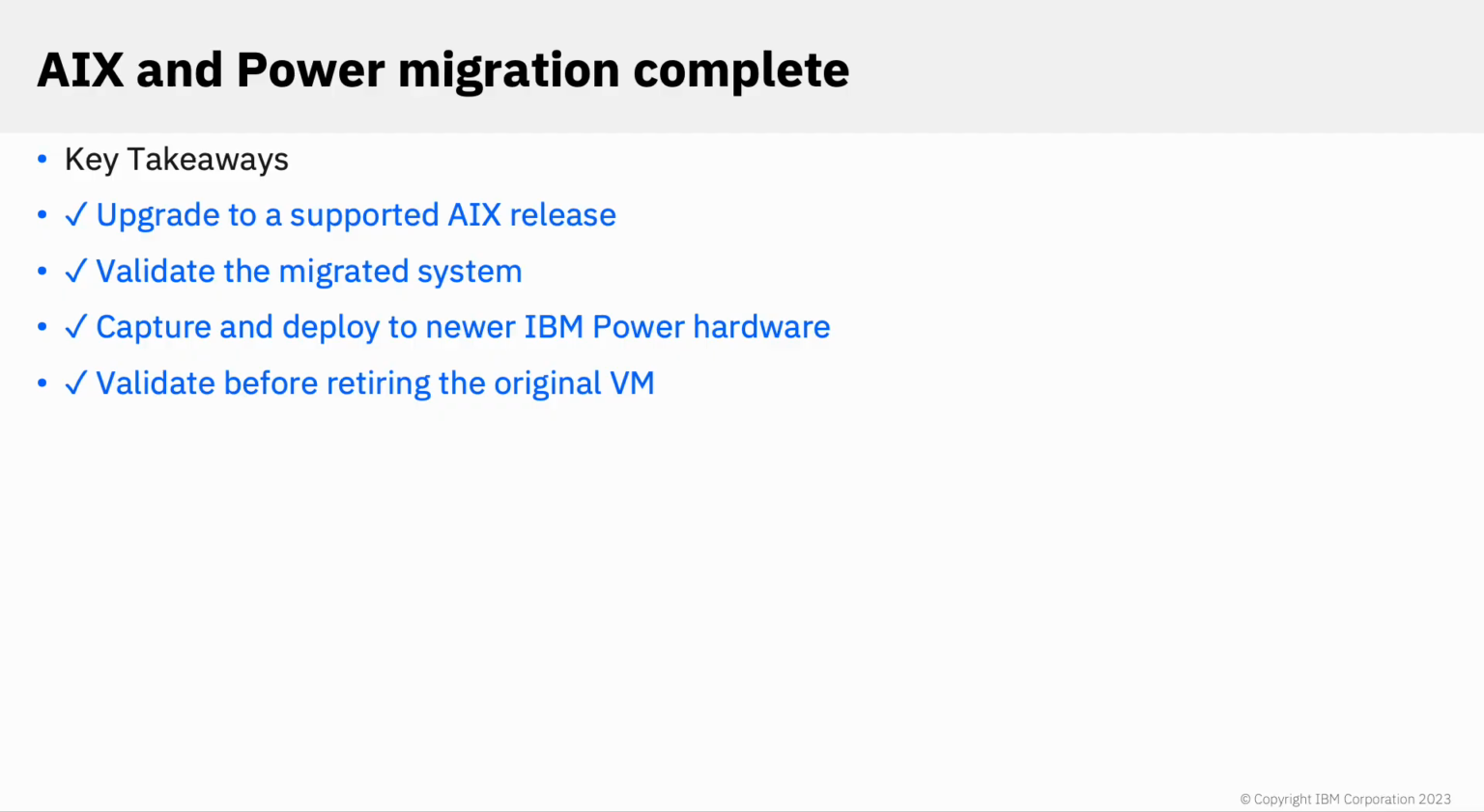I hope this two-part video has given you a practical understanding of the recommended approach for migrating AIX workloads running in IBM PowerVS environments. If you haven't already seen the first video, I encourage you to watch it first, as it covers preparing a new environment and migrating an older AIX release with NIM. Together with these two videos, they demonstrate the complete workflow described in the support article, from upgrading the AIX OS to migrating to new hardware.